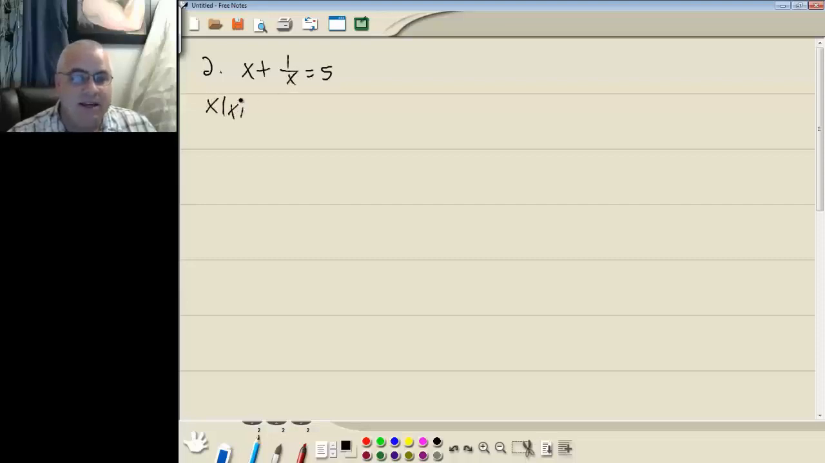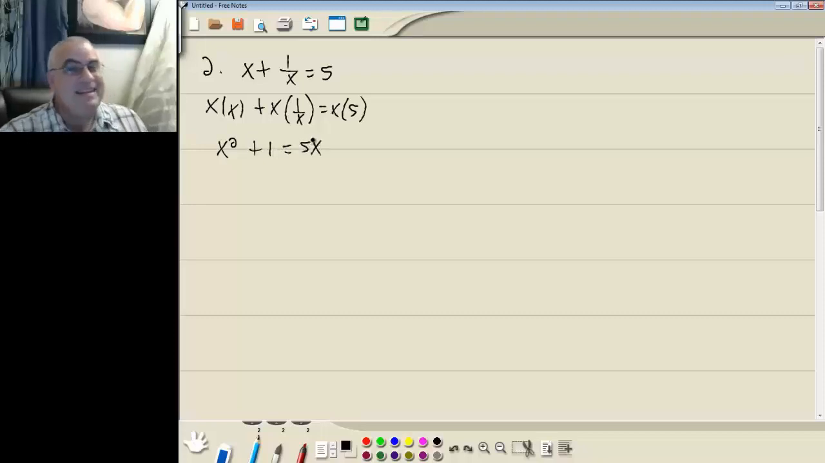So I'll take x times x. I'll take x times 1 over x. And x times 5. X times x is x squared. Those x's cancel, so we've got plus 1 equals 5x. Now this is starting to look closer. This looks like a quadratic. So let's get everything over to one side, 0 on the other. So I'll take 5x to the left side. Then we've got x squared minus 5x plus 1 equal to 0.